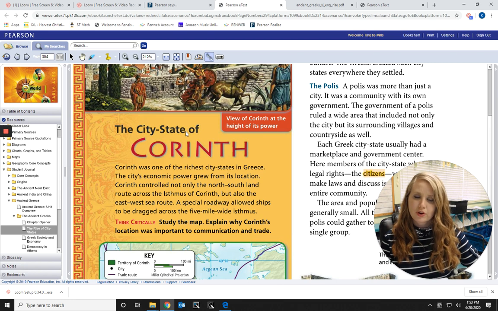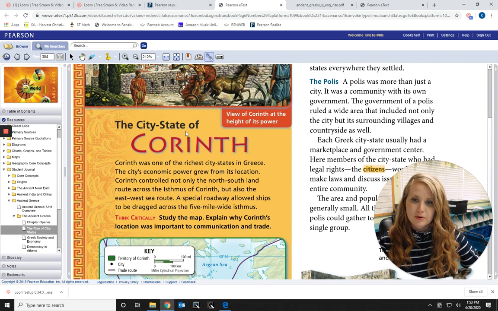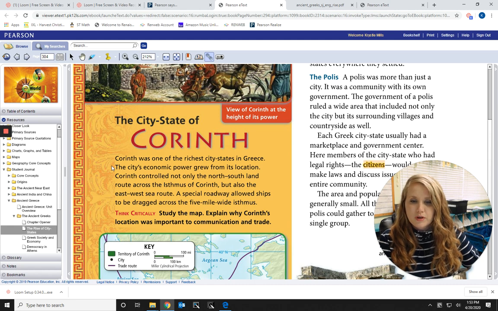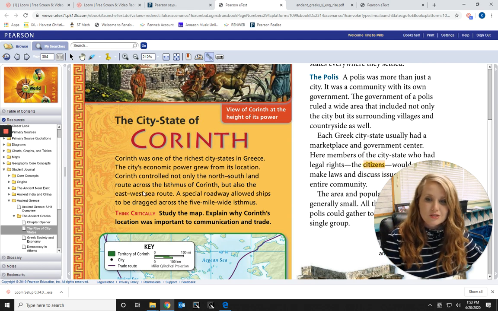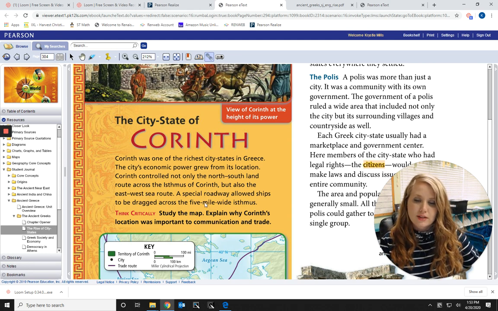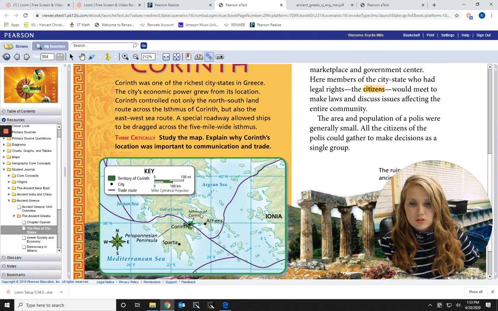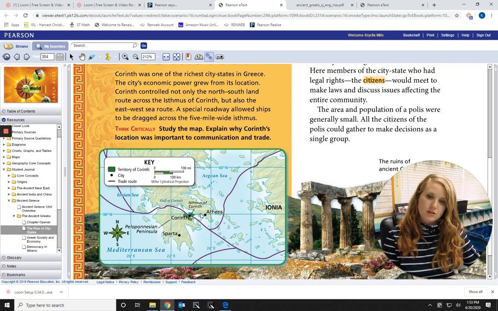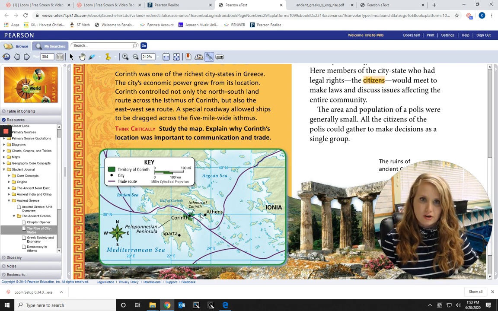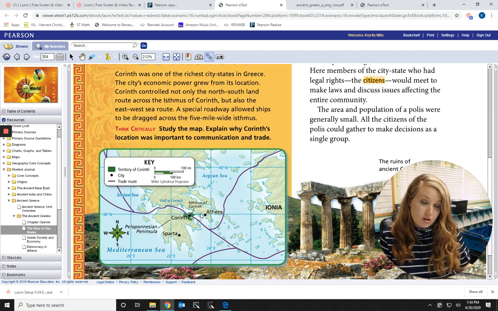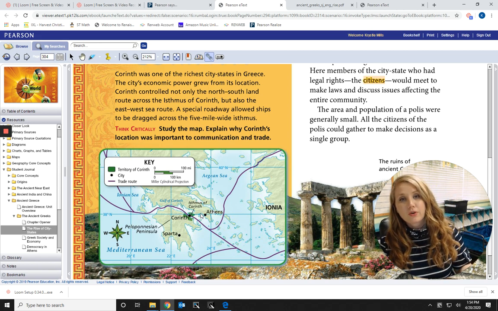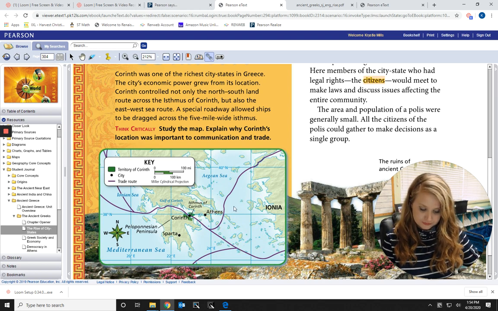And then this sounds familiar, Corinth. We've heard about Corinth by studying the Bible. So let's see what it says. Corinth was one of the richest city-states in Greece. The city's economic power grew from its location. Corinth controlled not only the north-south land route across the Isthmus of Corinth, but also the east-west sea route. A special roadway allowed ships to be dragged across the 5-mile-wide isthmus. So interesting. It might have my Bible readers' interest thinking, Corinth is actually related to Greece? Maybe you didn't know that. So we're going to be learning a little bit more about Corinth as we dive into this section as well.